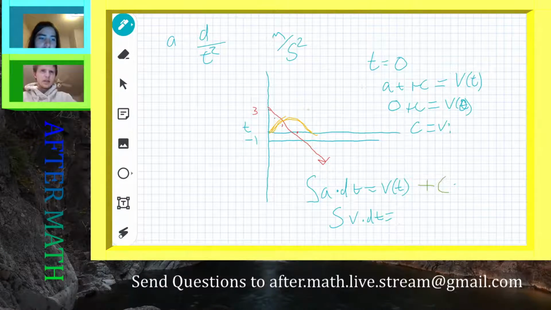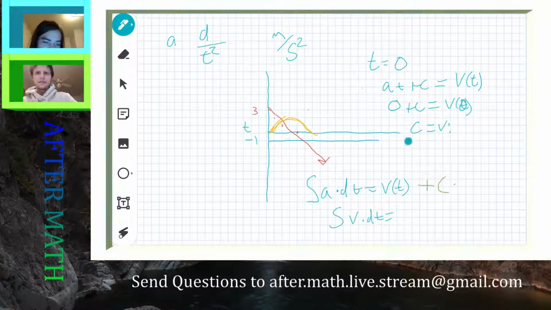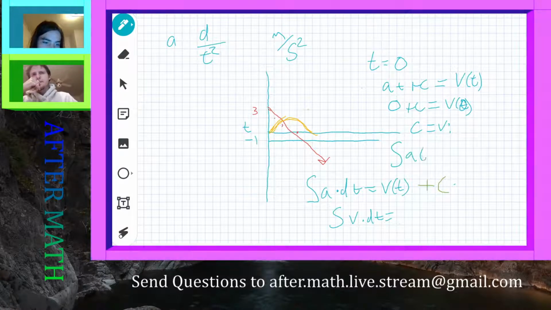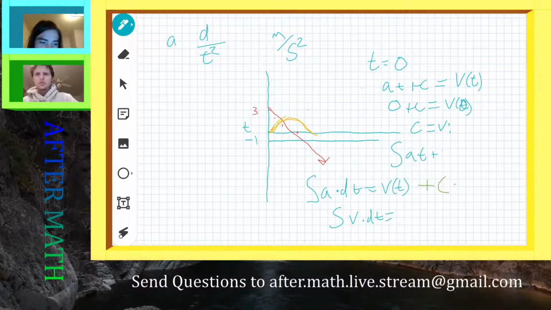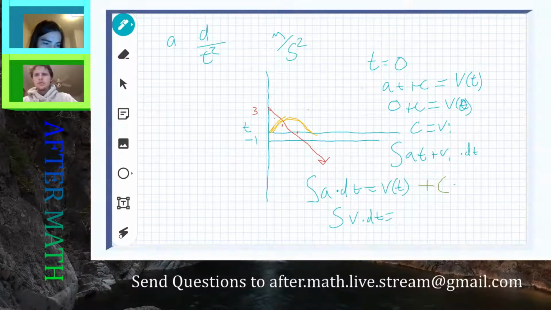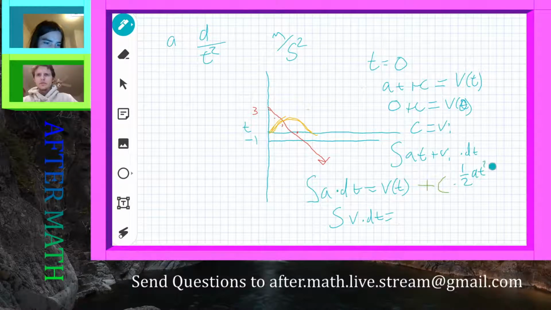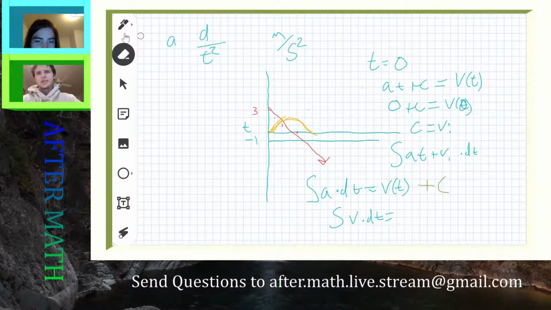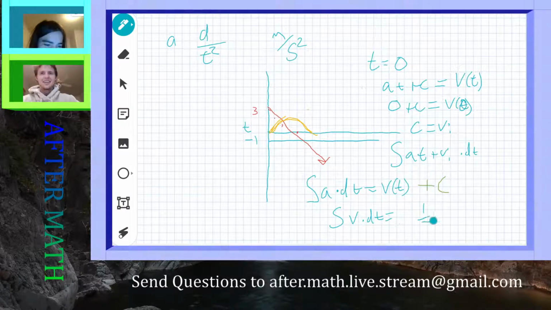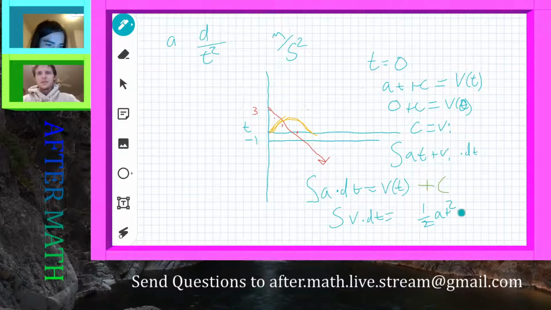Nice. And then if we take this integral again, the integral of at plus c, and we're going to change this because we just proved that this is vi, so we're going to say that this is vi, dt. If we take the integral of that, we get 1/2 a t squared plus vi t. I'm going to rewrite this down here a little bit because I'm running out of room again.